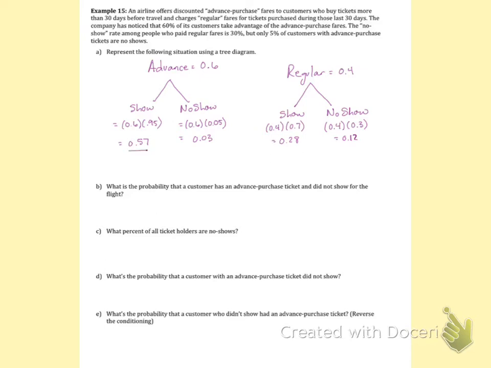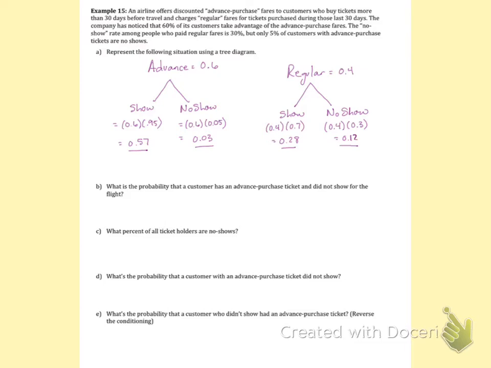Now to check your work when you're doing a tree diagram like this, at the very end you want to take each value and add them up, and you should get 1. If you don't, there's something wrong with your tree diagram. And if you show all of your calculations like I did within your tree diagram, then you have far less work to show when we get to parts B, C, D, and E.